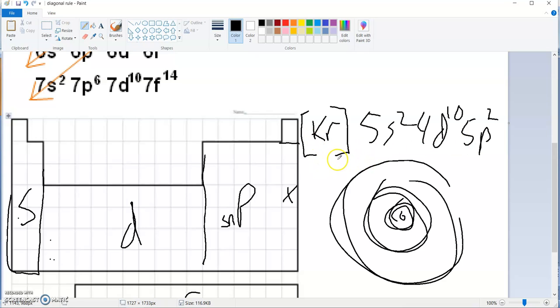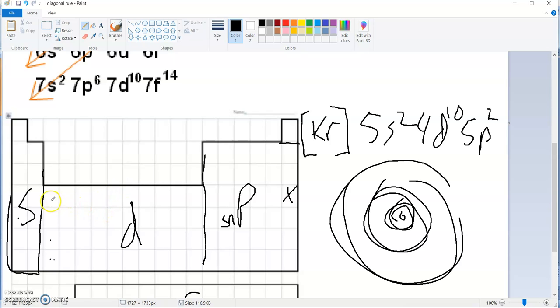So this is a shortened electron configuration. I didn't have to write everything out from 1s. I could just say, all right, I know everything from 1s up to krypton. And now what really matters is starting over here, 5s2, 4d10, 5p2. Okay? So let's do one more.